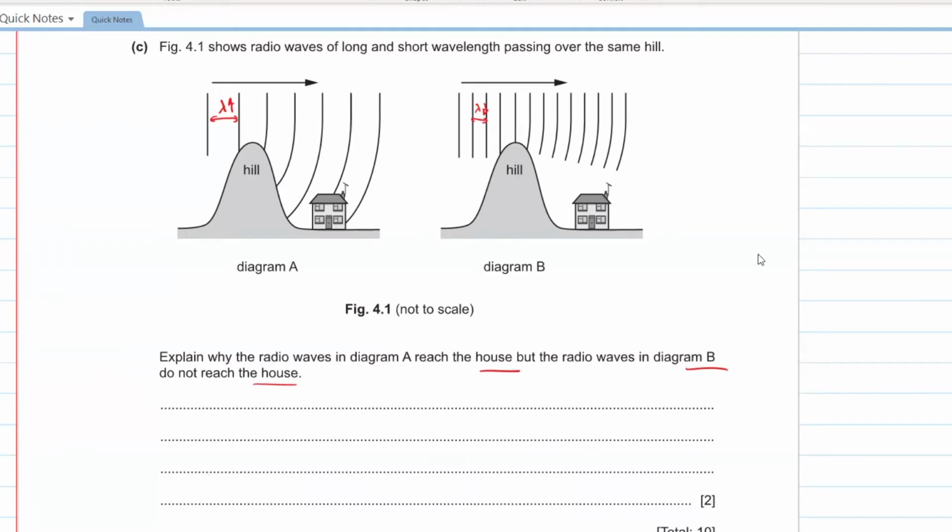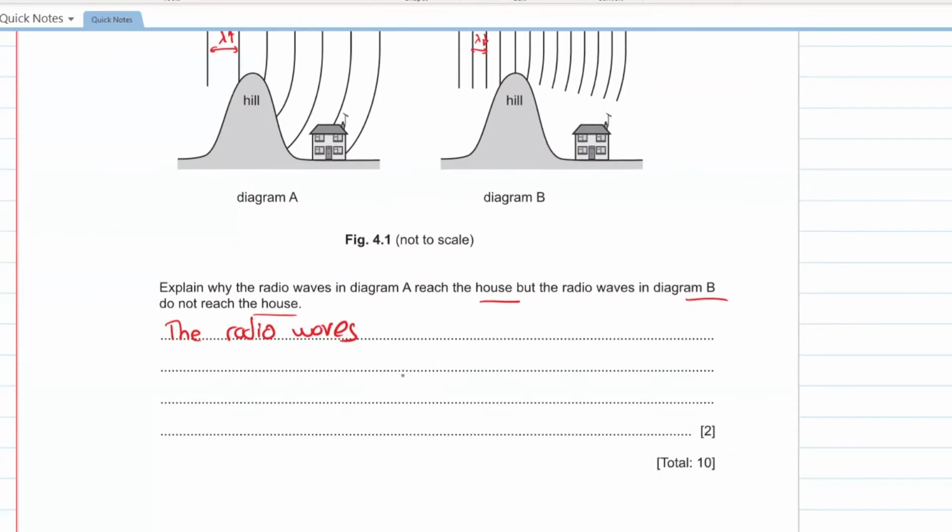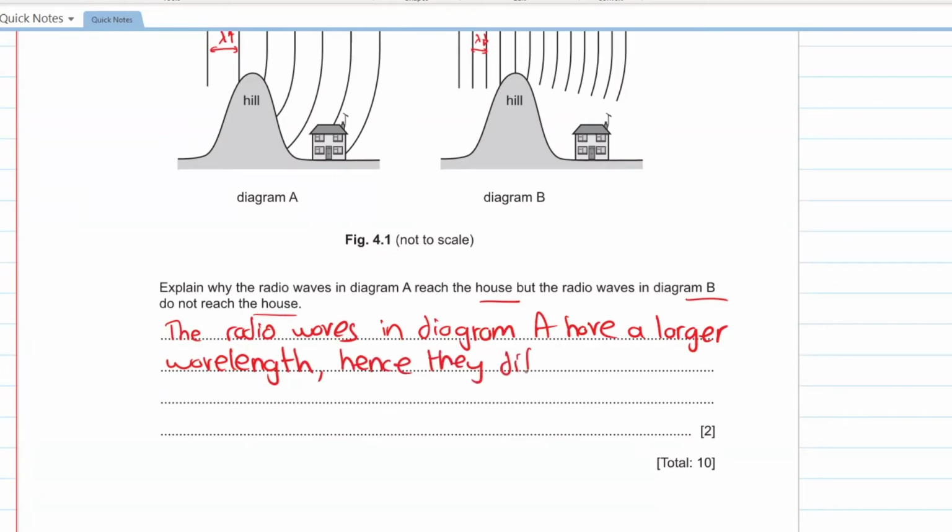Explain why the radio waves in diagram A reach the house, but the radio waves in diagram B do not reach the house. Very, very easy to explain. You will say the radio waves in diagram A have a larger wavelength. Hence, they diffract more and reach the house.